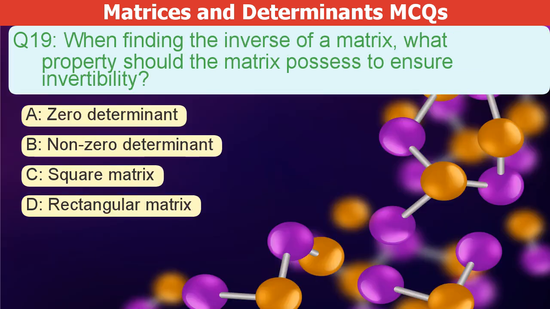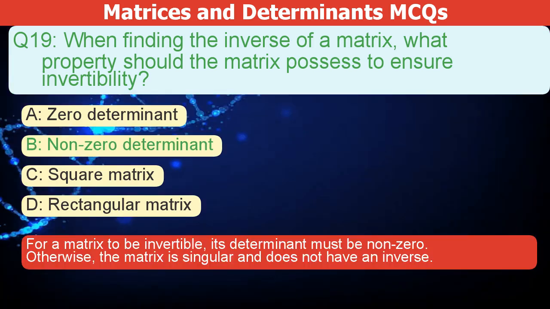When finding the inverse of a matrix, what property must the matrix have to be invertible? A. Zero determinant. B. Non-zero determinant. C. Square matrix. D. Rectangular matrix. The correct answer is B. The determinant of an invertible matrix must be non-zero. Otherwise, the matrix is singular and has no inverse.